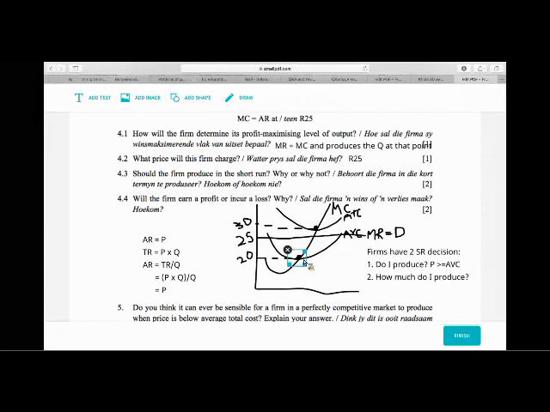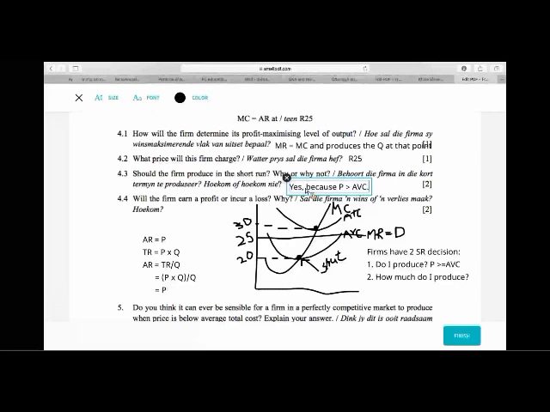So minimum AVC is what we call the shutdown point. If you are at a price at this level here, then you have to make a decision: do I shut down? So that's the shutdown point. Okay. So the fact that the shutdown point, 20 Rand, is less than the current price of 25 Rand means yes, you should produce, because price is greater than AVC. So it makes sense to stay open.